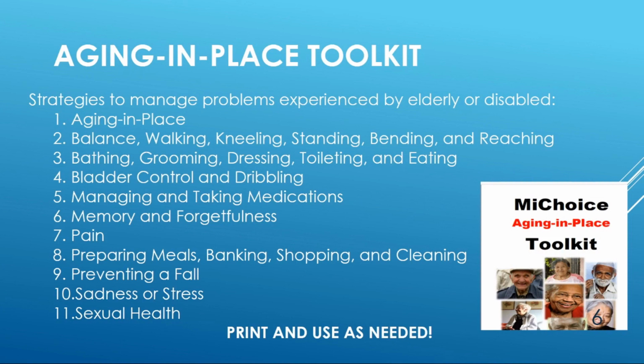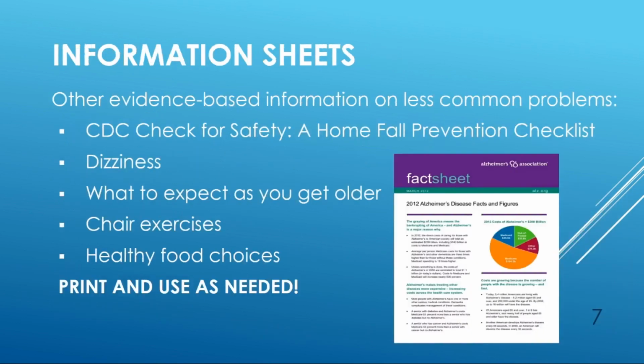6, memory and forgetfulness. 7, pain management. 8, preparing meals, banking, shopping, and cleaning. 9, preventing a fall. 10, sadness or stress. And then we also added on an 11th, sexual health. These can be printed and used at any time with MiChoice participants.